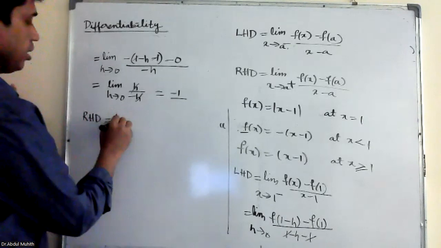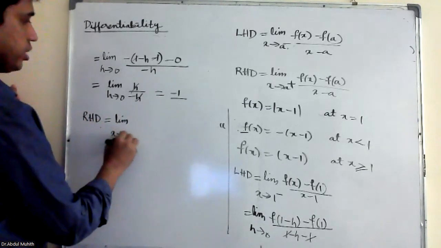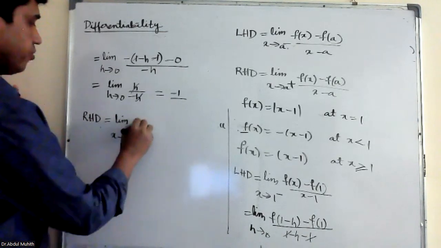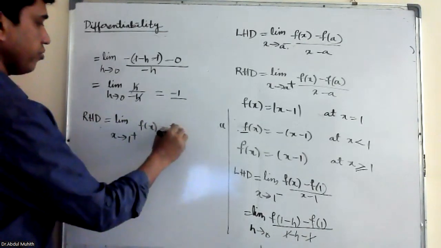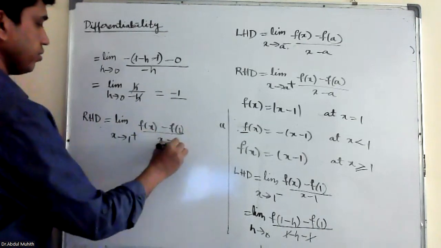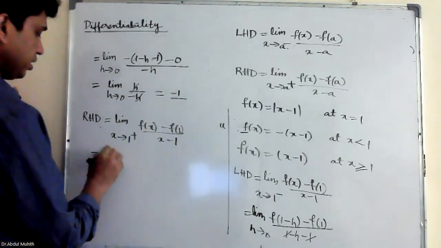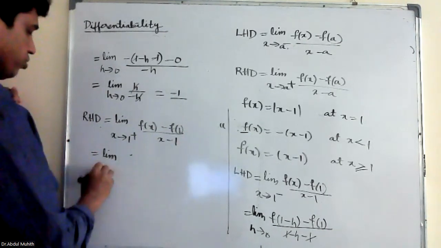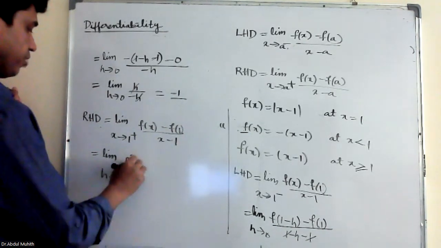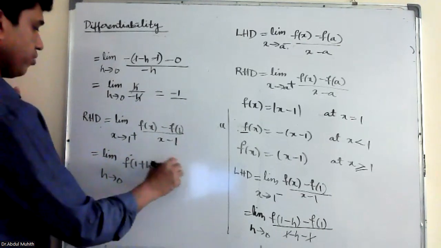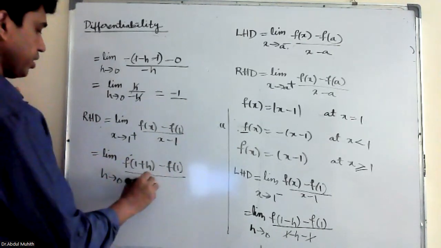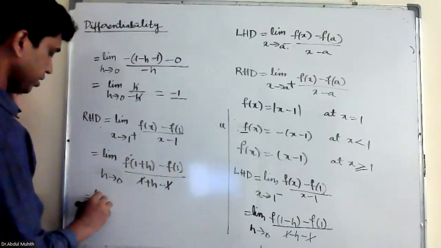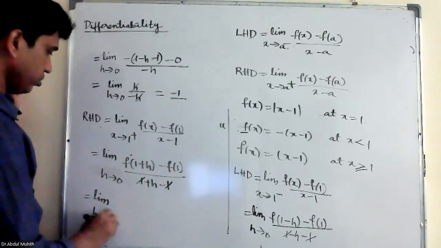RHD, that is equal to what? Limit x tends to 1 plus, f of x minus f of 1 divided by x minus 1. So that will be equal to limit x tends to 1 plus, h tends to 0. It will become f of 1 plus h minus f of 1 divided by 1 plus h minus 1. So this and this will go away. Limit h tends to 0.